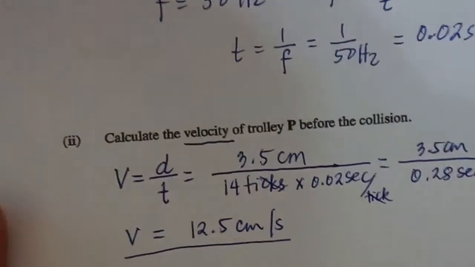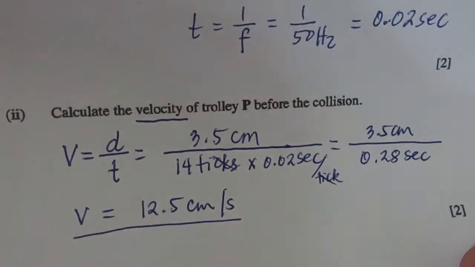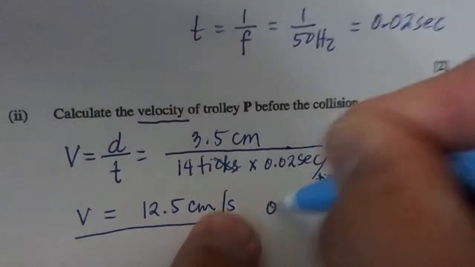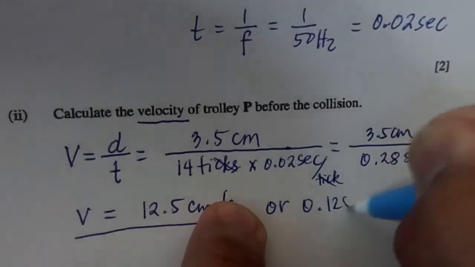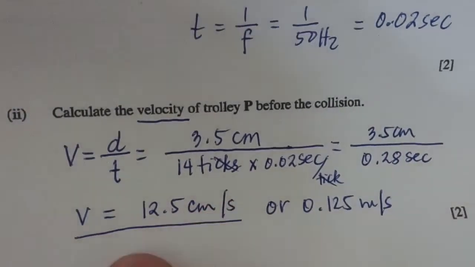Okay, and usually velocity is measured in meters per second. So you need to divide 12.5 by 100, and that will give you an answer in meters per second. So you will write here 0.125 meters per second. That's the final answer.